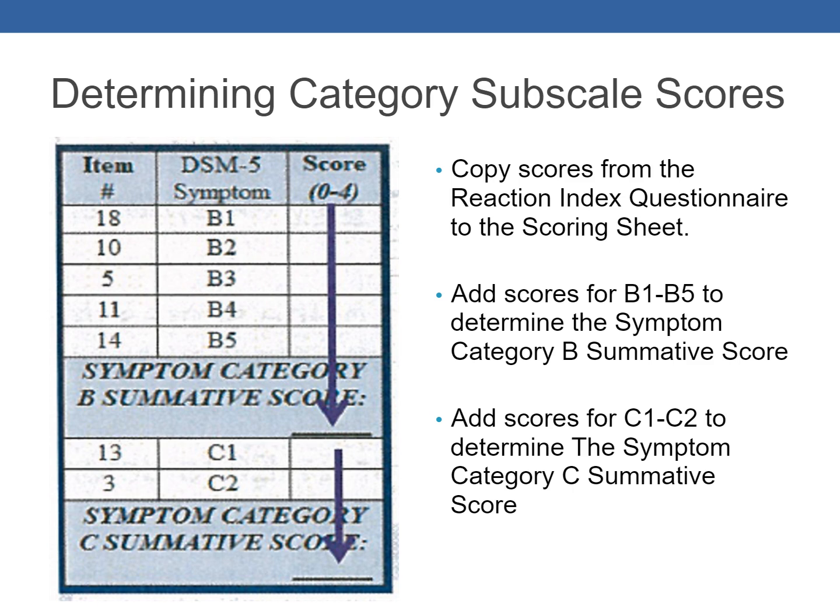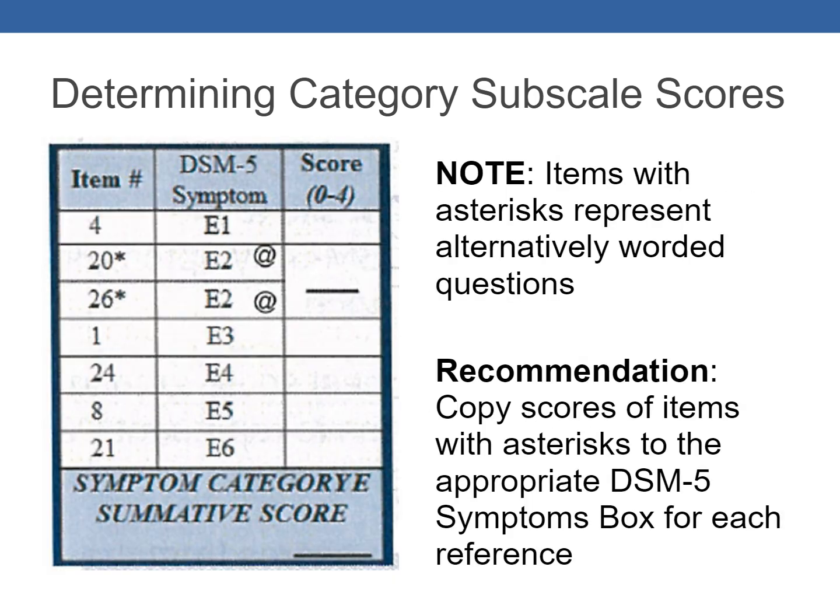For scoring the measure, first copy the scores you received on the reaction index portion of the measure into the relevant space on the scoring sheet. For each category, add the scores to determine the symptom category summative score. Do this for each subsequent symptom category. Certain items have asterisks next to them. For these, you should record the highest score of the 2 into the blank.